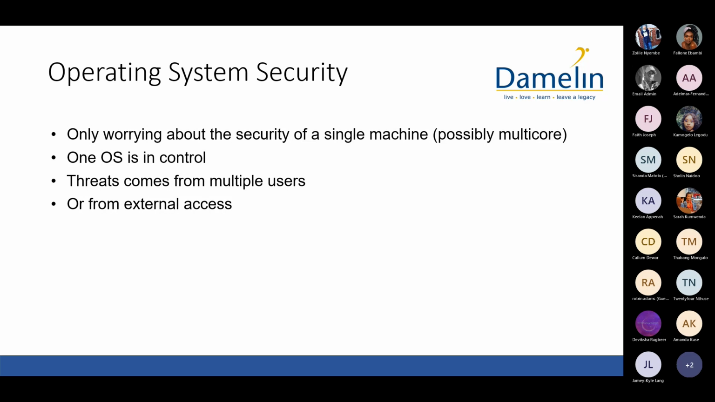So multiple users, or it could be that this computer is being accessed by multiple people at the same time. Maybe it's one computer for your home, but you still need to secure it because each of the users for that computer have their own confidential files. Or it can also come from external access.